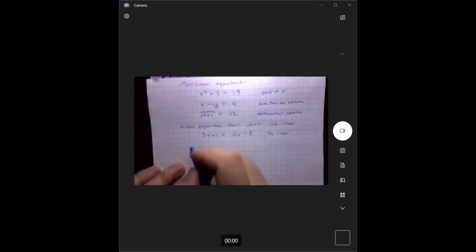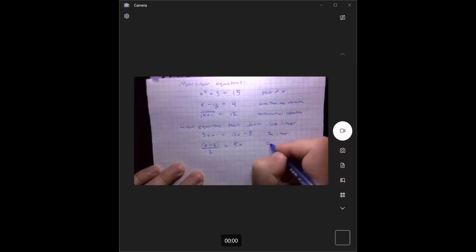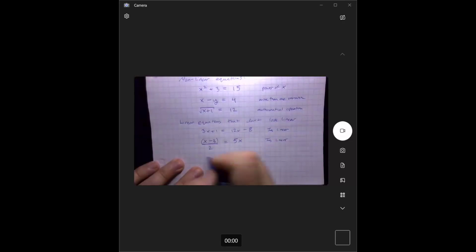Here's another one that may not look linear. I could have x minus 3 divided by 2 equals 5x. All right, I'm seeing this division sign, and that makes it look like a more complicated mathematical operation. But I still only have x's. I have a subtraction and a multiplication and a division by a number. And that's important. If you divide by just a number, then it is linear because I could rewrite this. Dividing by 2 is the same thing as multiplying by 1/2.